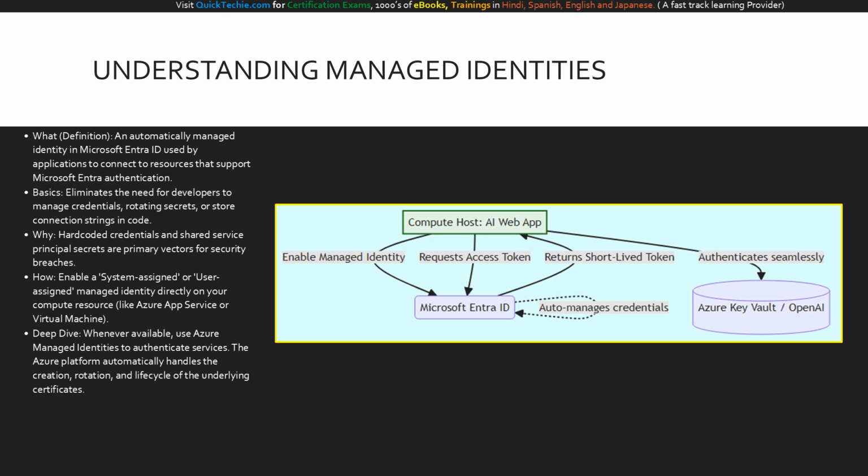This diagram illustrates the elegance of managed identities. At the top left, our compute host running the AI web app has a managed identity enabled. Notice the connection to Microsoft Entra ID. Entra ID is quietly auto-managing all the hidden credentials in the background. When the app needs to call a backend service, it requests an access token directly from the local host instance, which talks to Entra ID. Entra ID returns a highly secure, short-lived token. The application then uses this token to authenticate seamlessly to resources like Azure Key Vault or Azure OpenAI. There are zero passwords stored in the application's configuration.